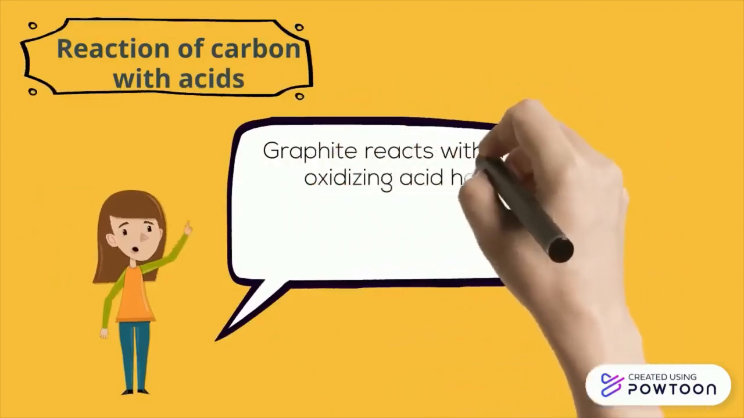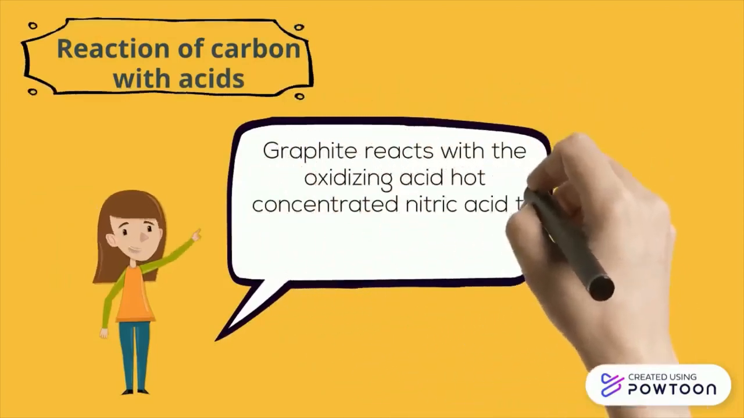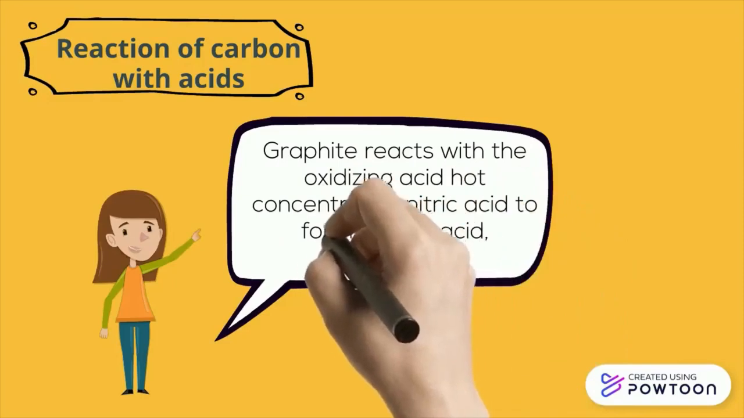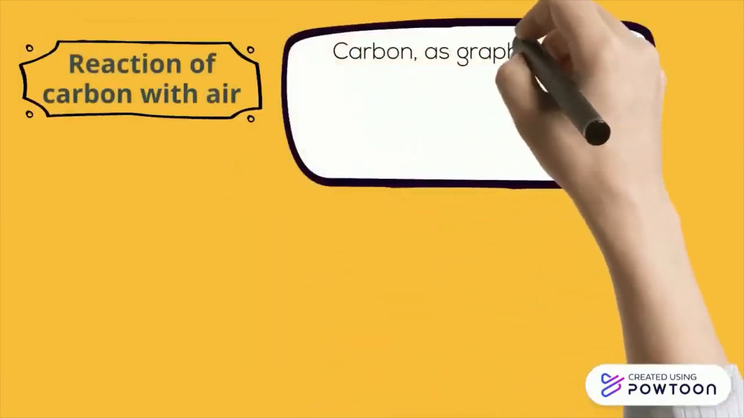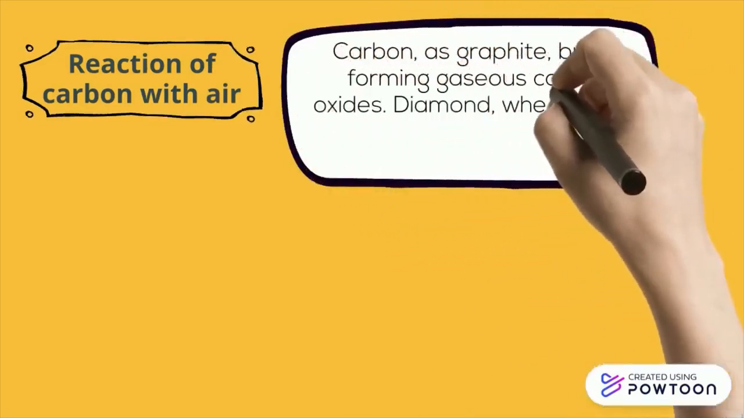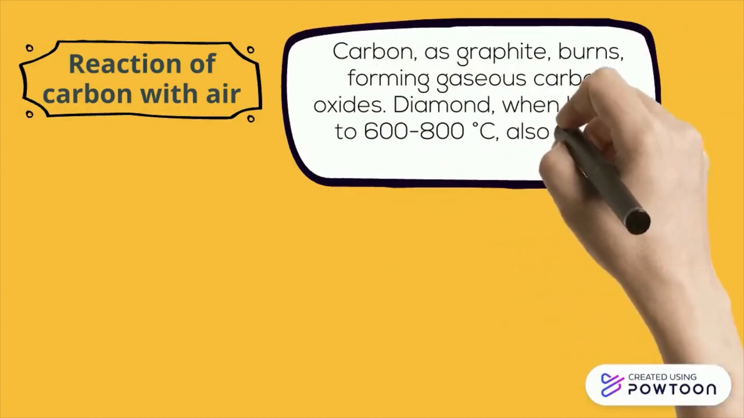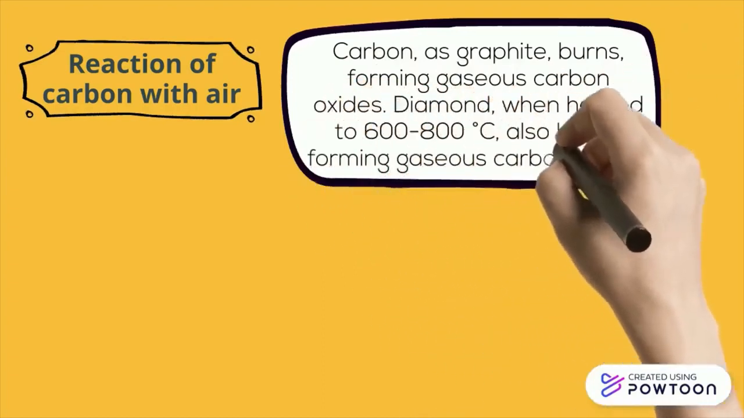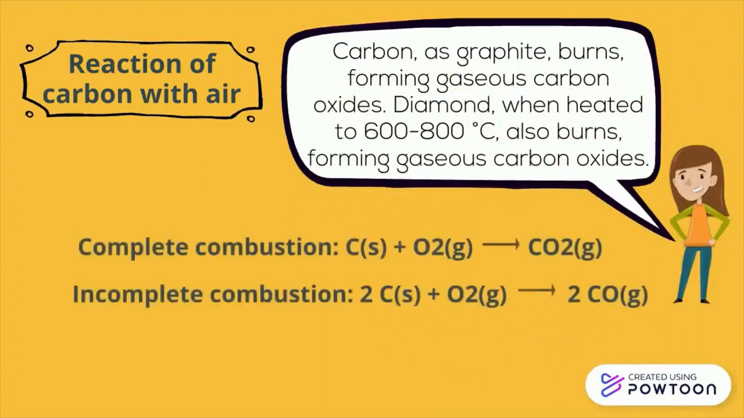Graphite reacts with the oxidizing acid, hot concentrated nitric acid, to form mellitic acid. Carbon as graphite burns, forming gaseous carbon oxides. Diamond, when heated to 600 to 800 degrees Celsius, also burns, forming gaseous carbon oxides.